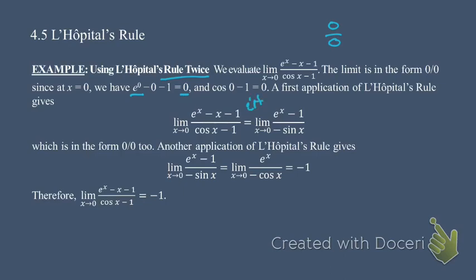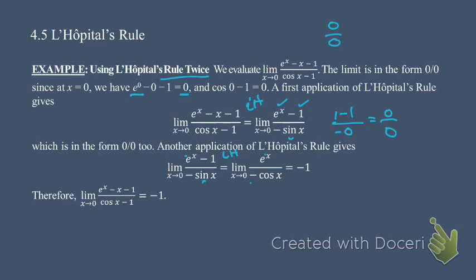So this is my step for applying L'Hopital's rule. The derivative of e to the x is e to the x, the derivative of negative x is negative 1, and the derivative of 1 is 0. In the denominator, the derivative of cosine is negative sine x, and the derivative of 1 is 0. But when I plug in, e to the 0 gives 1 minus 1, and sine of 0 is 0, so I have 0 over 0 again. So now I have to apply L'Hopital a second time. The derivative of e to the x is e to the x, and the derivative of 1 is 0, so it's not there. The derivative of sine is cosine, and I'm going to keep my negative.